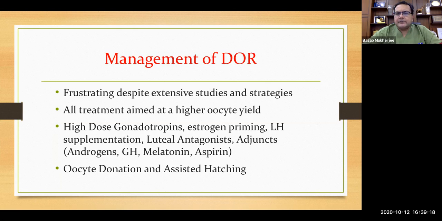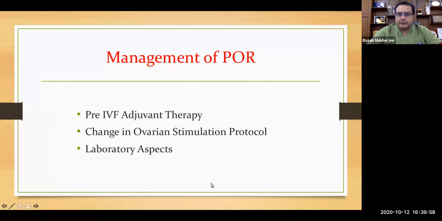And so different treatments and strategies have evolved over time, and a lot of research has been poured into this subject. All the treatment essentially has been aimed at getting a higher oocyte yield, because once you get a higher oocyte yield, the chances of pregnancy generally you'd think would be more. So whether high dose gonadotropins work, where you're trying to really hit the ovaries much harder than the normal dose, estrogen priming, LH supplementation, luteal antagonists, and different adjuncts, oocyte donation, assisted hatching. There's a huge list of different protocols or different aspects of treatment which have been tried or planned.